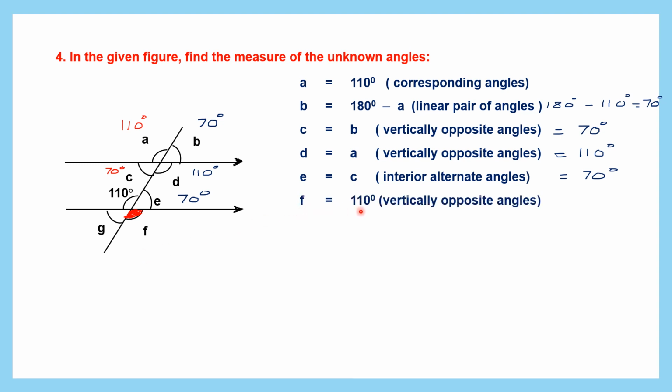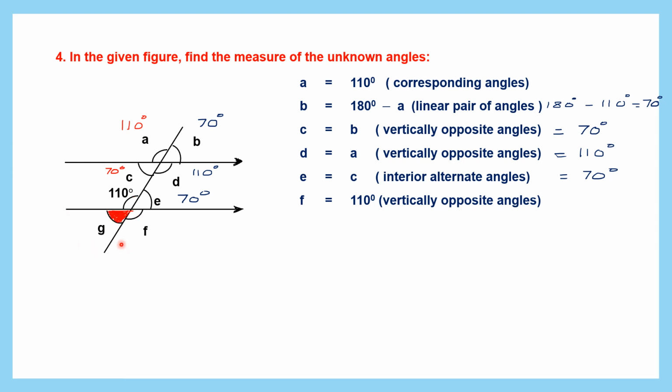So angle F is equal to 110, vertically opposite angles. Can you see this? They are vertically opposite angles and vertically opposite angles are equal. So this is 110, F will also be 110. So we got A is 110, B is 70, C is 70, D is 110, E is 70, F is 110. Now we have to find angle G.